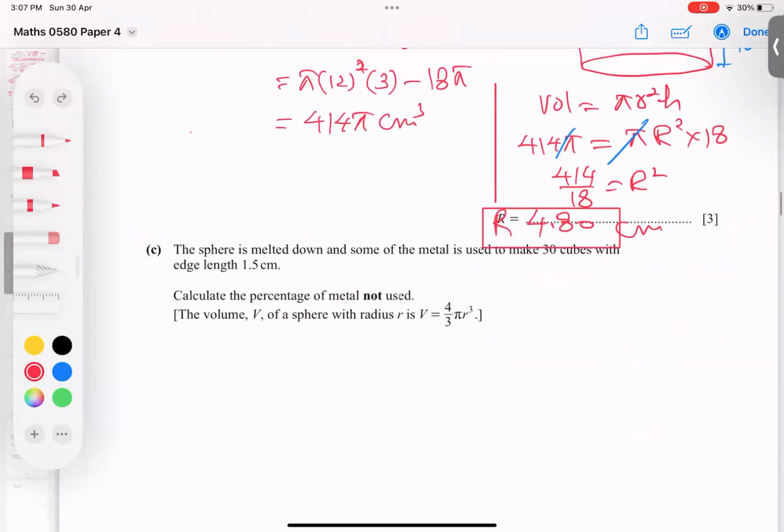The sphere is melted. That sphere mentioned on the top, you know it has a radius of 3. He said it is melted and made into metal. Some metal is used for 30 cubes with each edge 1.5. Like this is a cube.